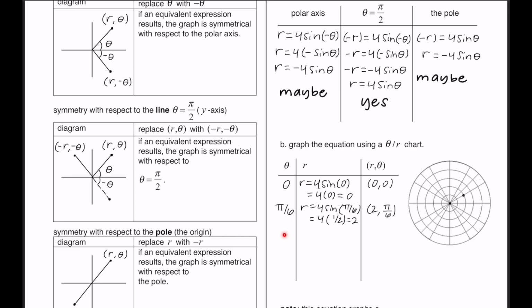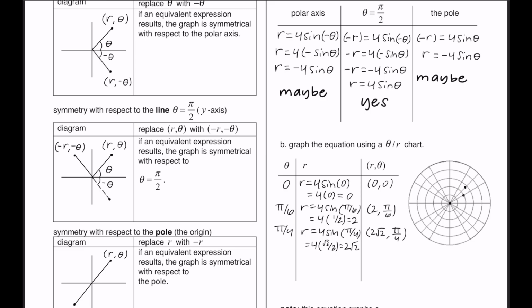Next angle we'll plug in is pi over 4, and then we'll do pi over 3, and then finally pi over 2. So sine of pi over 4 is root 2 over 2. And then here the 4 and the 2 cancel, so you get 2 root 2. So to plot this point, we're going to rotate to pi over 4, and then we're going out a length of 2 root 2, which I just put in the calculator, and it's about 2.8. All right, so I went to pi over 4 and then went out almost 3, 2.8-ish.